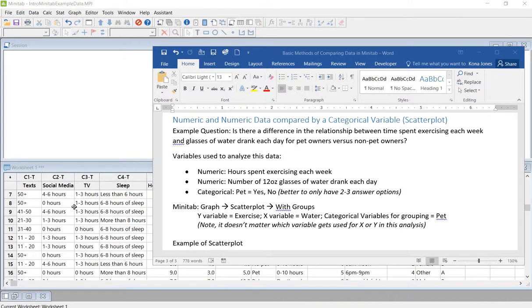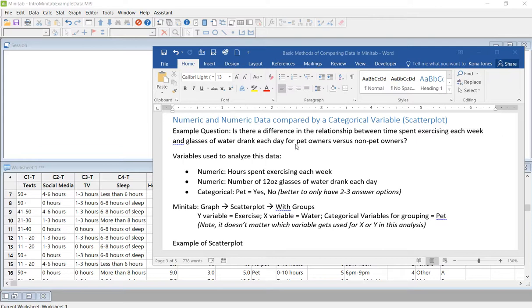Everyone, this is Kona, and what we're going to be doing in this comparison is looking at when you're comparing numeric and numeric data, also compared by a categorical variable. And for this one, we're going to use a scatter plot. So an example question: is there a difference in the relationship between time spent exercising each week and glasses of water drank each day for pet owners versus non-pet owners?